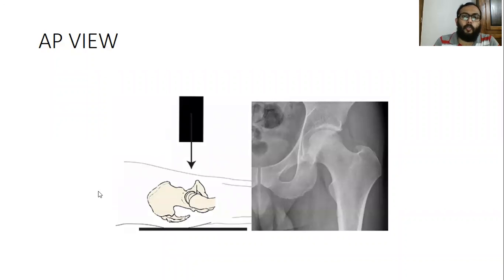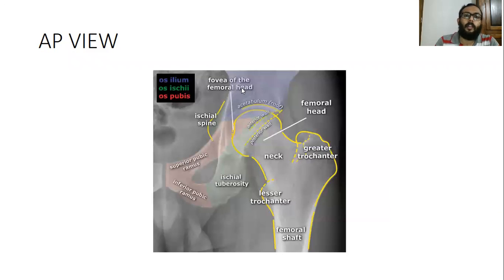This is the normal AP view, which is taken in this particular position. Here in the X-ray we can see the superior pubic ramus, inferior pubic ramus, ischial tuberosity. This is the acetabulum. Inside the acetabulum there is the head of the femur, and here we can see the anterior wall and posterior wall of the acetabulum. Here there is the ischial spine, and this is the neck of the femur. This is the greater trochanter, and here the lesser trochanter.